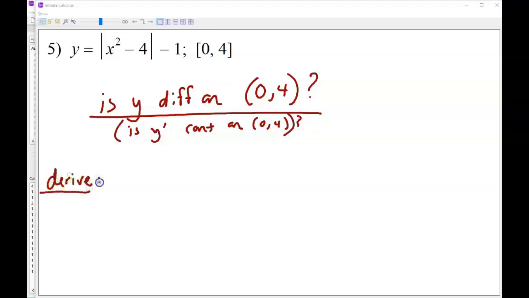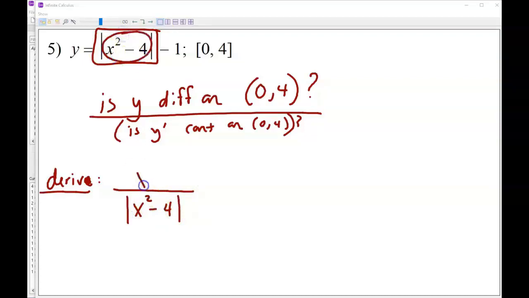You need to remember how to find the derivative of an absolute value function. The derivative of that is going to be as follows. When you take the derivative of an absolute value function, you put the original function on the bottom, and whatever's inside of it on the top, and then you multiply it by the derivative of the inside, which is 2x. Then we have our -1. The derivative of that is 0, so it just goes away. And so that is our derivative right there.